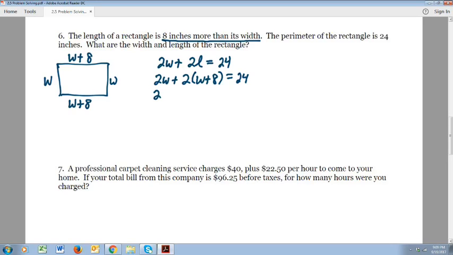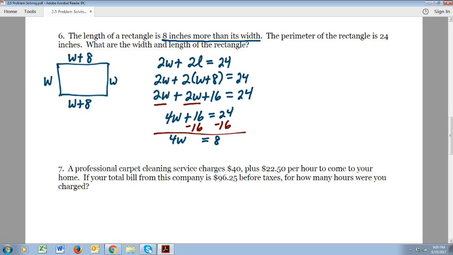So let's see, we need to distribute here. We'll get 2W plus 16. So basically we're simplifying right now, and we can still combine those like terms, the 2 W's, and notice now we're down to a 2-step equation. So we'll subtract 16 on both sides, and you can see that W is going to be 2.